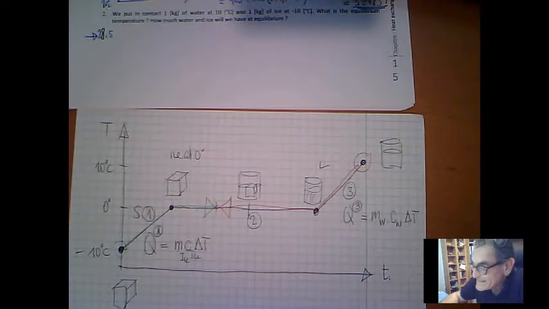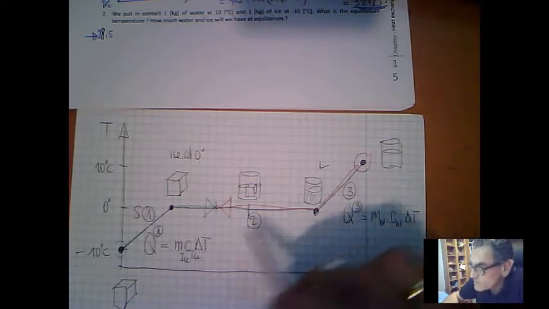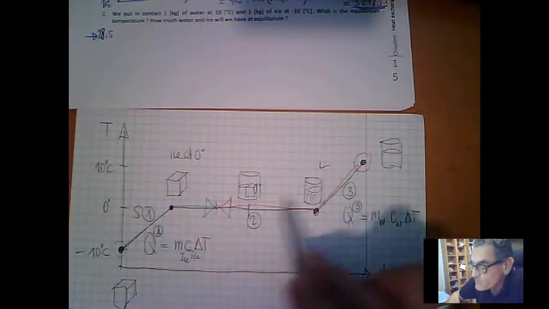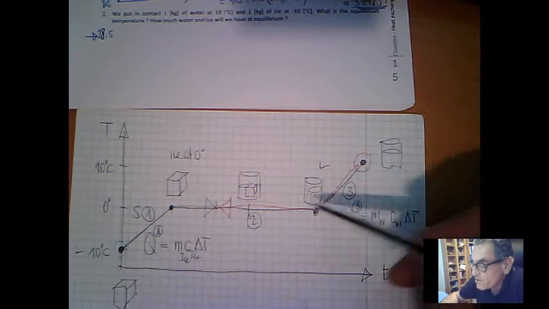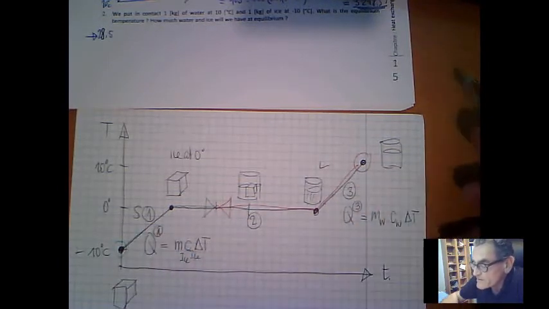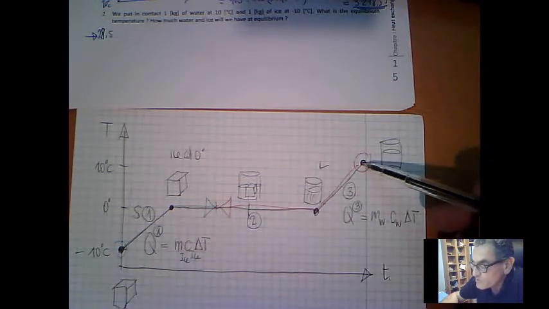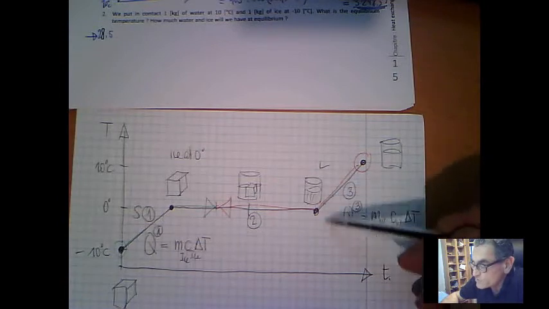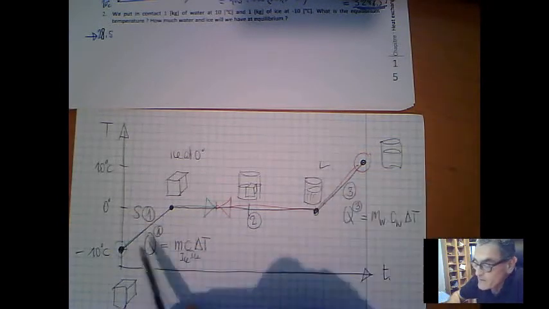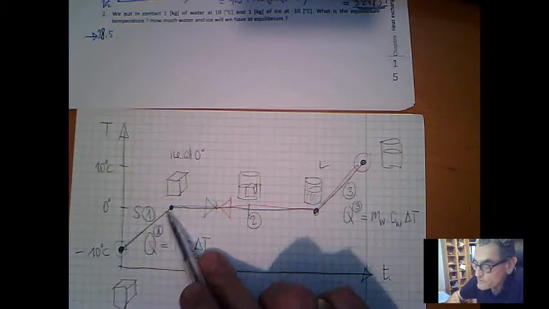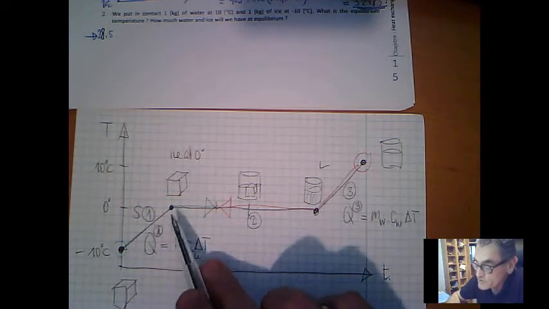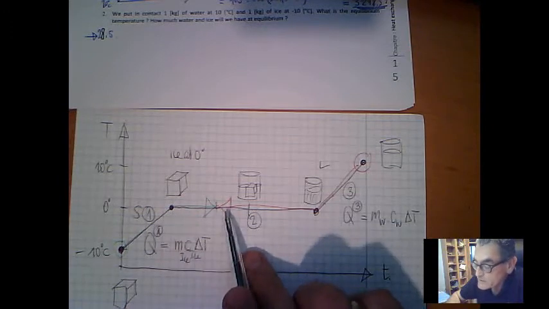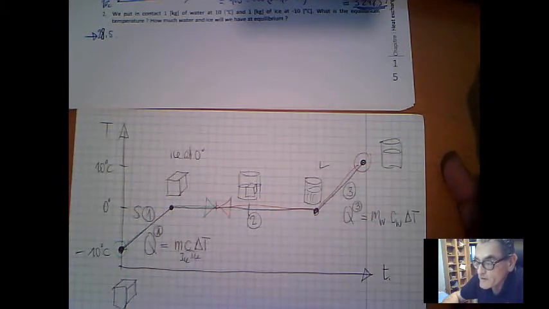Okay, and what I would like to do now is to compute this Q1 and Q3 to have a kind of understanding of where we will stand at the end. What will happen is that the water, when it cools down, it will give us energy. A part of this energy will be used to warm up the ice, and the remaining energy will then be used to melt the ice up to a certain point. That's how we are going to solve this problem.